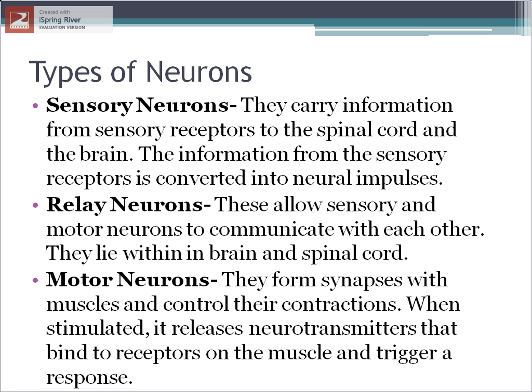The neurons communicate with each other within groups known as neural networks. Each neuron is separated from the next by a tiny gap called the synapse. Signals within the neurons are transmitted.